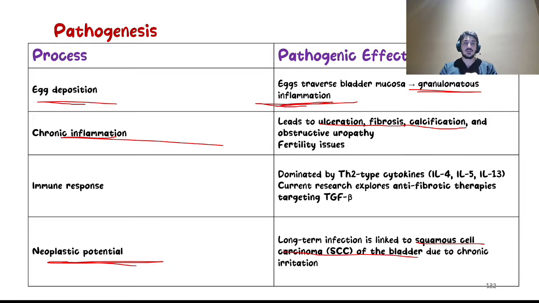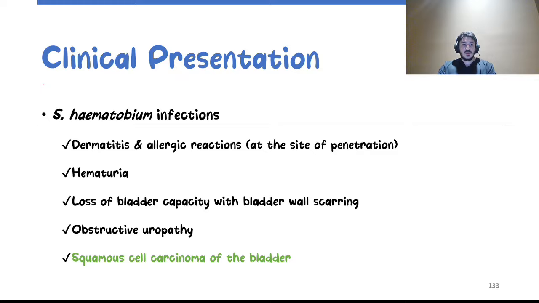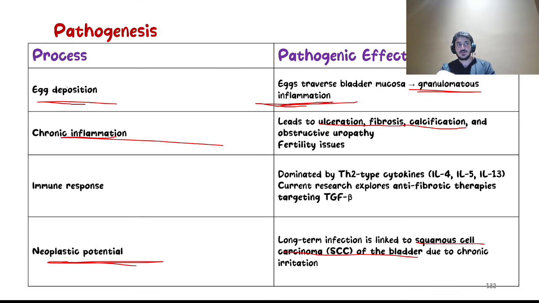Very, very high yield to know this. Chronic Schistosoma haematobium infection will lead to squamous cell carcinoma of the bladder. It's very important to know that if we have someone that presented to the clinic with squamous cell carcinoma of the bladder, the most likely cause is Schistosoma haematobium. Otherwise, it would be urothelial carcinoma, which is caused by smoking. Just to tie it clinically, the most common type of bladder cancer is urothelial, caused by smoking. The second most is squamous cell, caused by schistosoma.